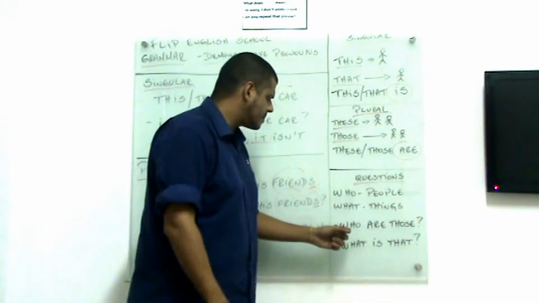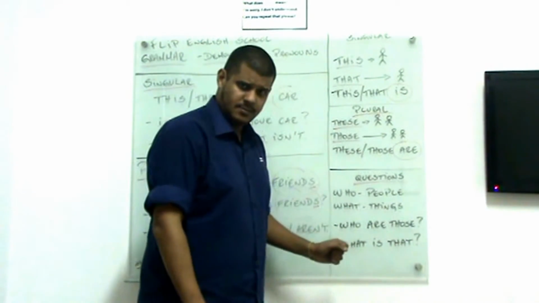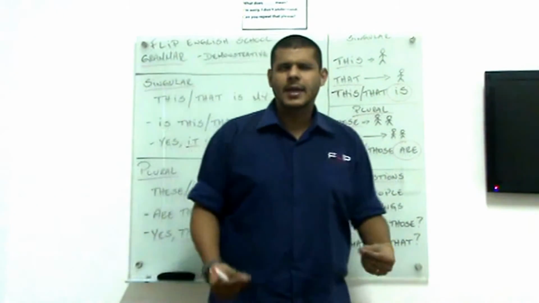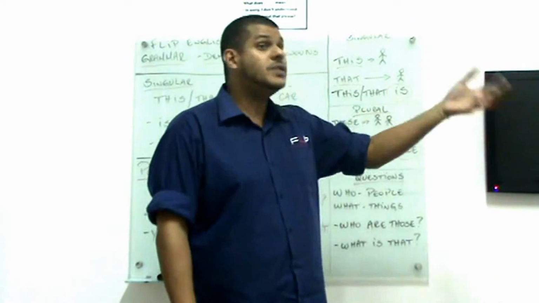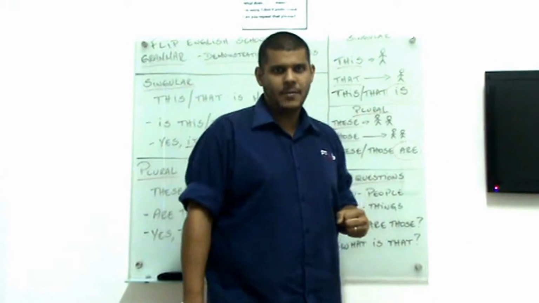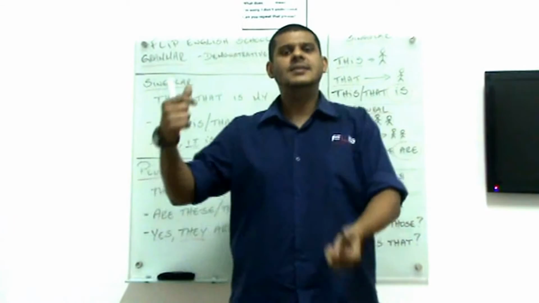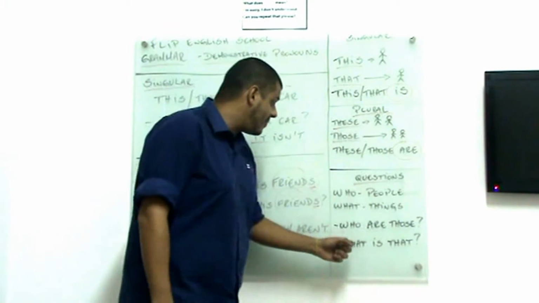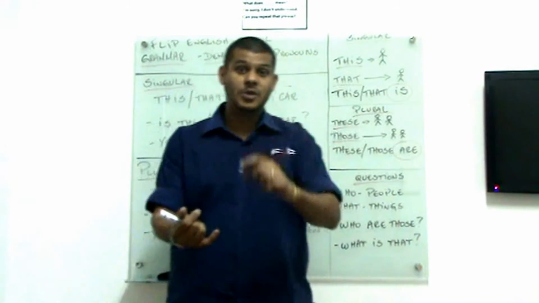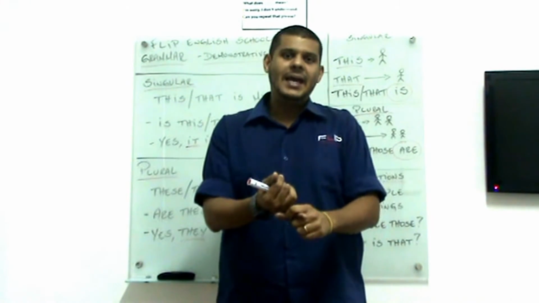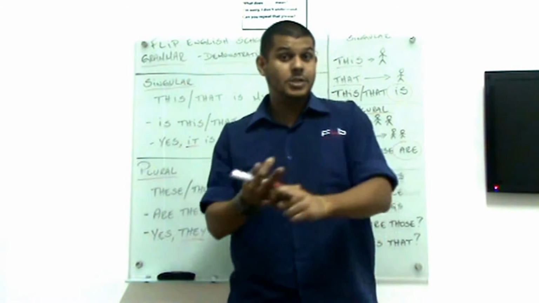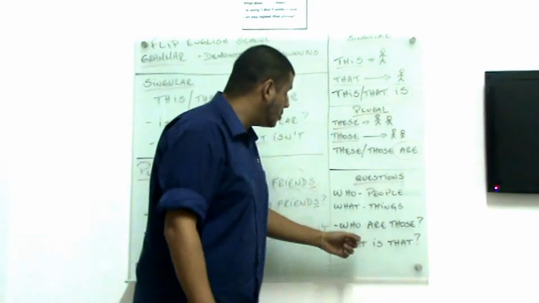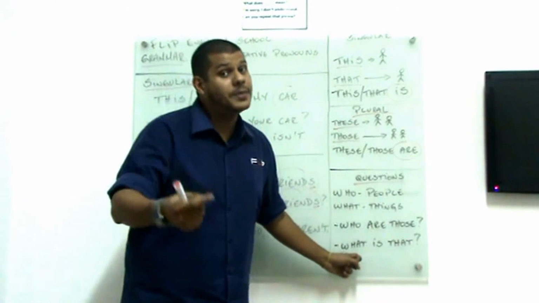So we have here, who are those? And then you can, for example, answer, oh, those are my friends, okay? Or who are these? These are my students, okay? This is it. And we have an example using what. So when I use who, I talk about my friends or my students, people. And when I use what, I talk about objects or things.